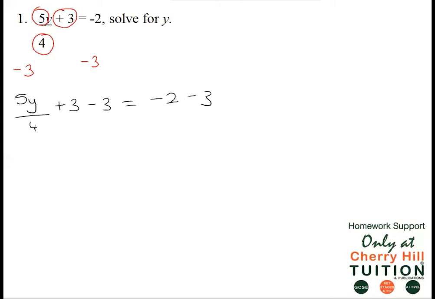On the left-hand side of the equation, the plus 3 and the minus 3 cancel out, leaving us with 5y over 4. And on the right-hand side, minus 2 minus 3 gives us minus 5. Okay? So now the only two things stopping the y from being on its own is this divide by 4 and this multiply by 5. So let's get rid of the fraction first. So let's get rid of the 4. Currently, we are dividing by 4. So the inverse of divide by 4 is multiply by 4. So you multiply both sides by 4.